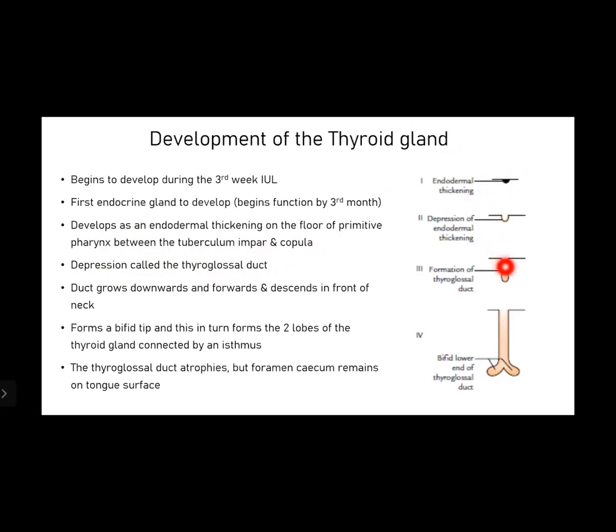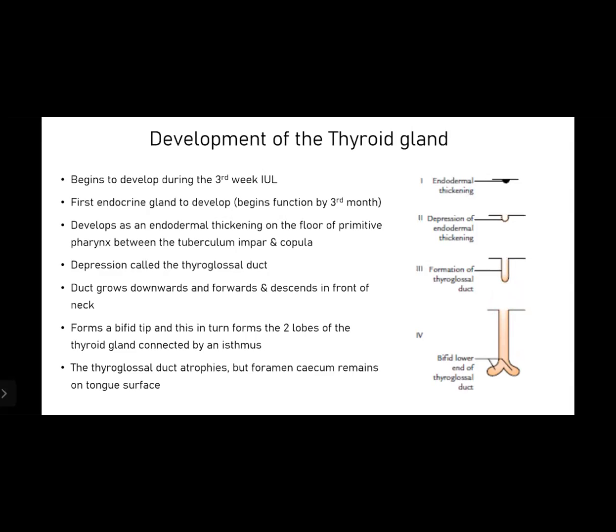You see that? Slowly the endodermal thickening deepens, and it forms what we call the thyroglossal duct, which grows downwards and forwards and descends in front of the neck. Now, as it descends and reaches its final point, it will form a bifid tip, and then it forms the two lobes of the thyroid, which are later connected by the isthmus.